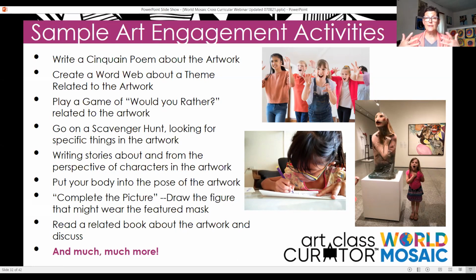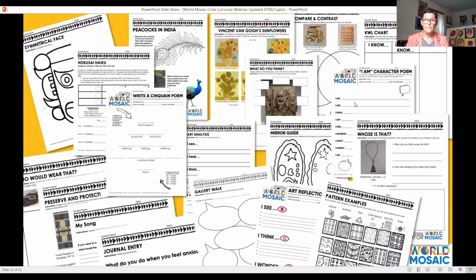And there are so many things that you come up with, and guaranteed your students will come up with ideas as well. This is just a big random picture of tons of the activity sheets and worksheets that go with it. And the really nice part is this can be interchanged with a wide variety of art.